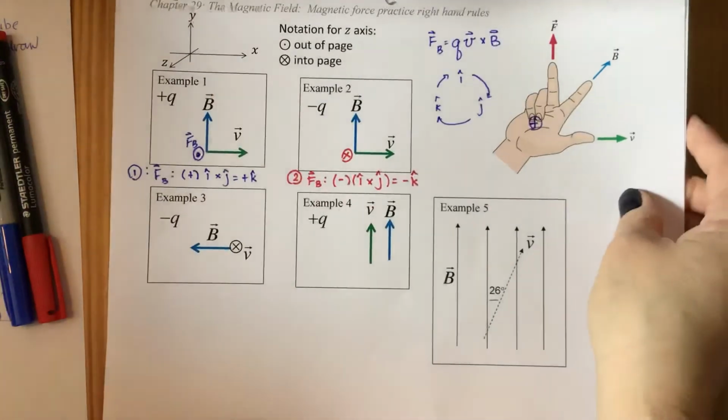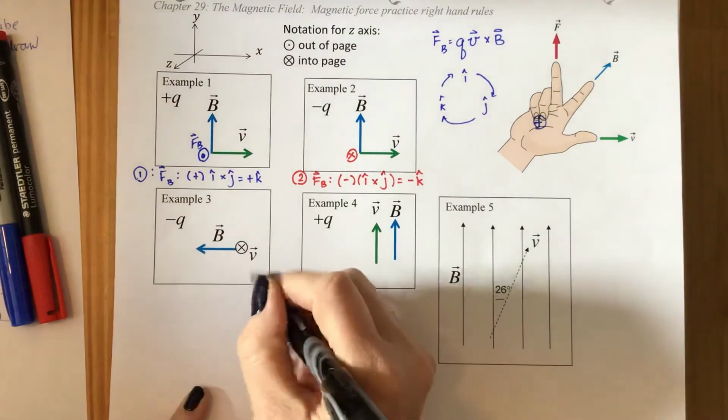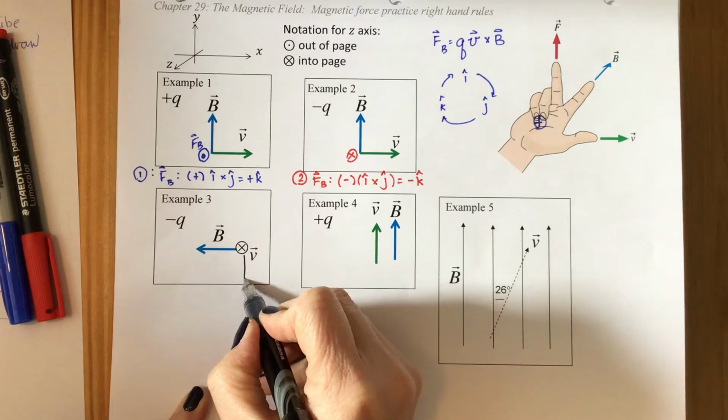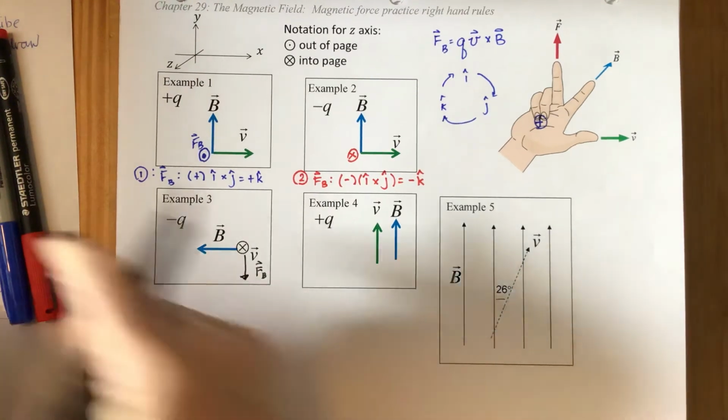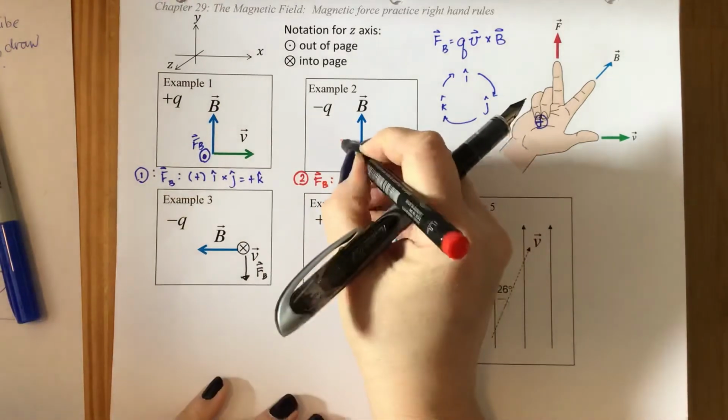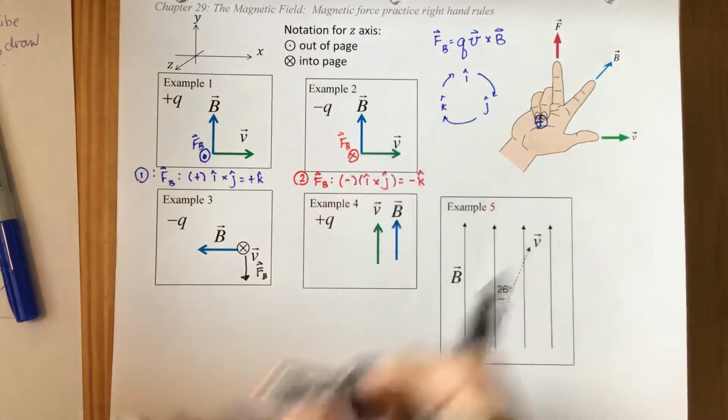So I'll draw that one in here. I didn't label my FB up here. Get that label in. Okay, let's see, does our math back this up?